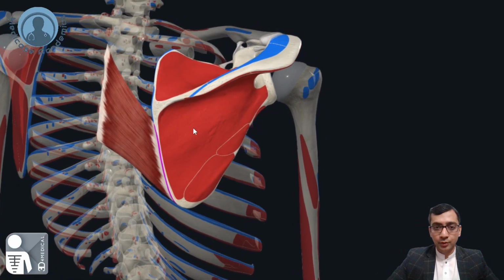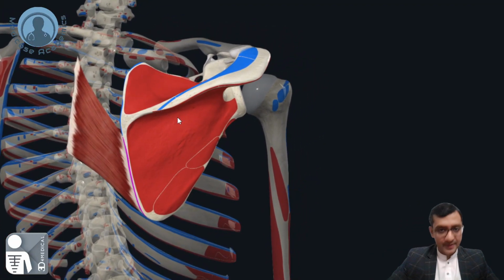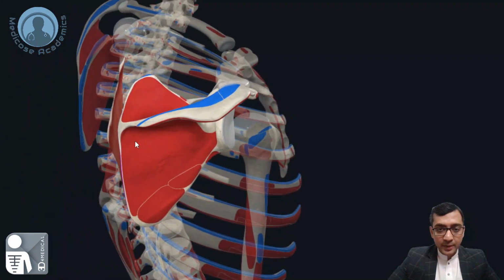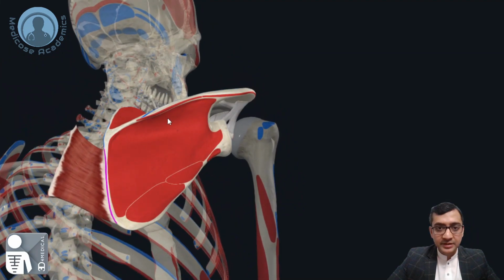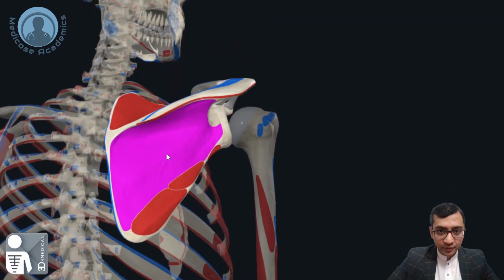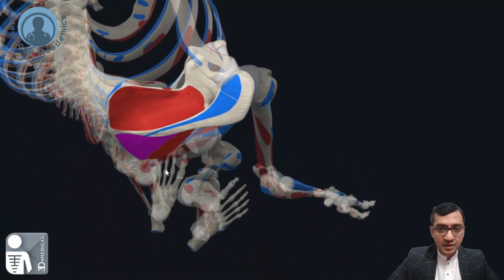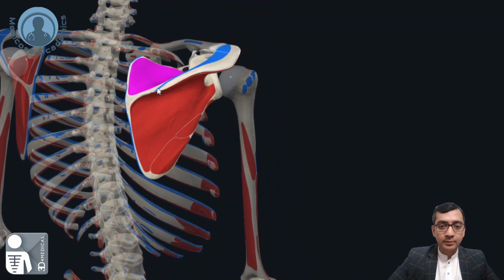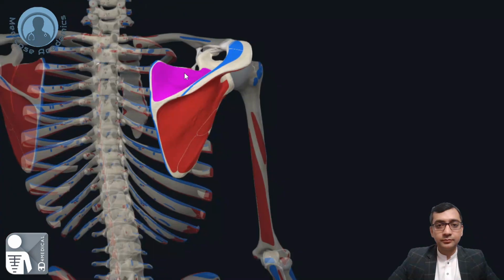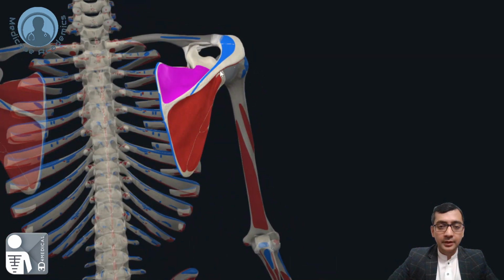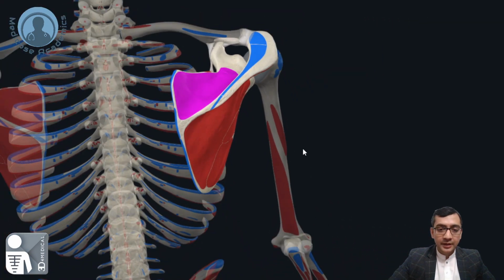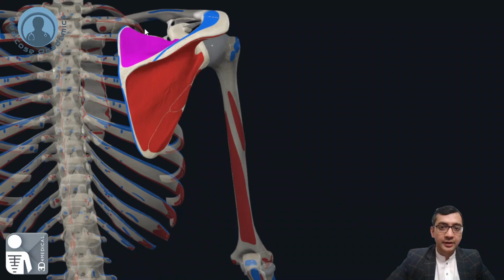This brings us now to the processes that are giving origin to the different muscles. Now, the spinous process. We talked about the muscles that are originating from the inferior surface of the spine of scapula and from the superior surface of the spine of scapula. So now let's see which muscles are originating from the crest of the scapula, from its superior and inferior lips.